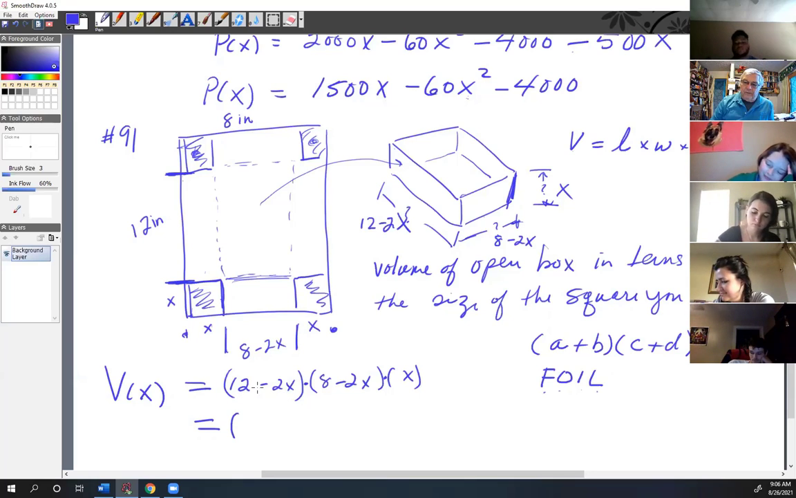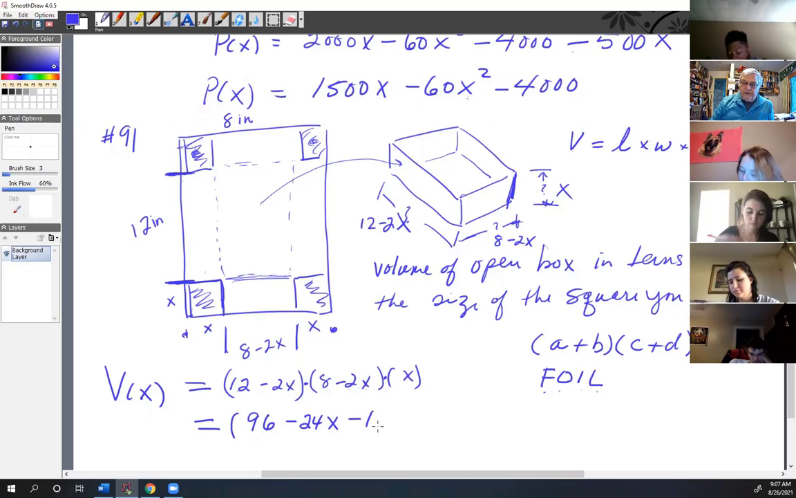But FOIL would be to multiply the first, that would be the 12 times the 8. So what's 12 times 8? Is it 96? First, outer. The outer would be 12 times 2x. And what about the sign? Be careful of the sign here. So this would be minus 24x. Inner would be these 2, so this would be negative 2x and 8. So that would be negative 16x. And the last would be a negative 2x times a negative 2x, which would be a positive 4x squared.